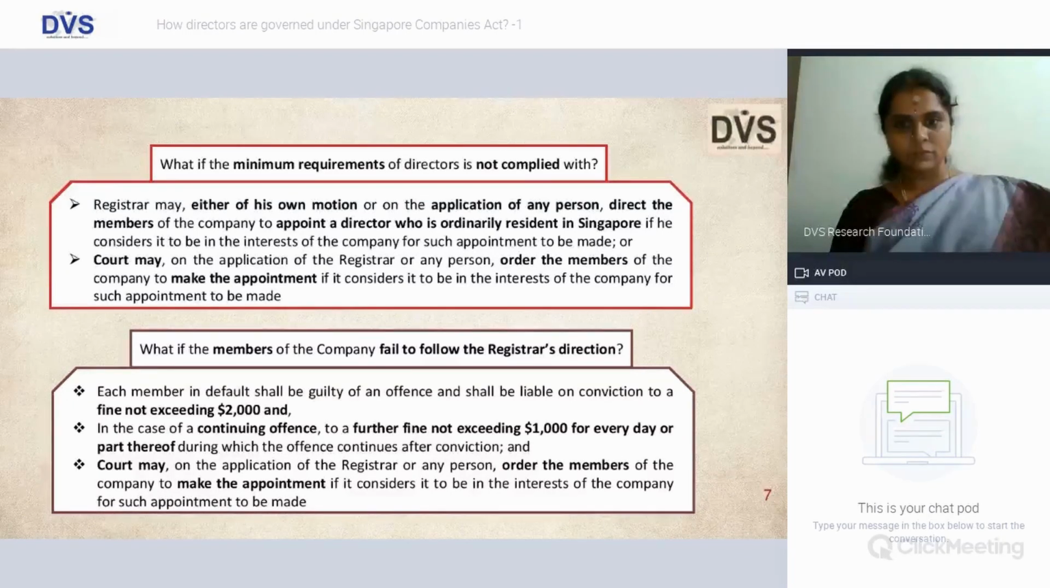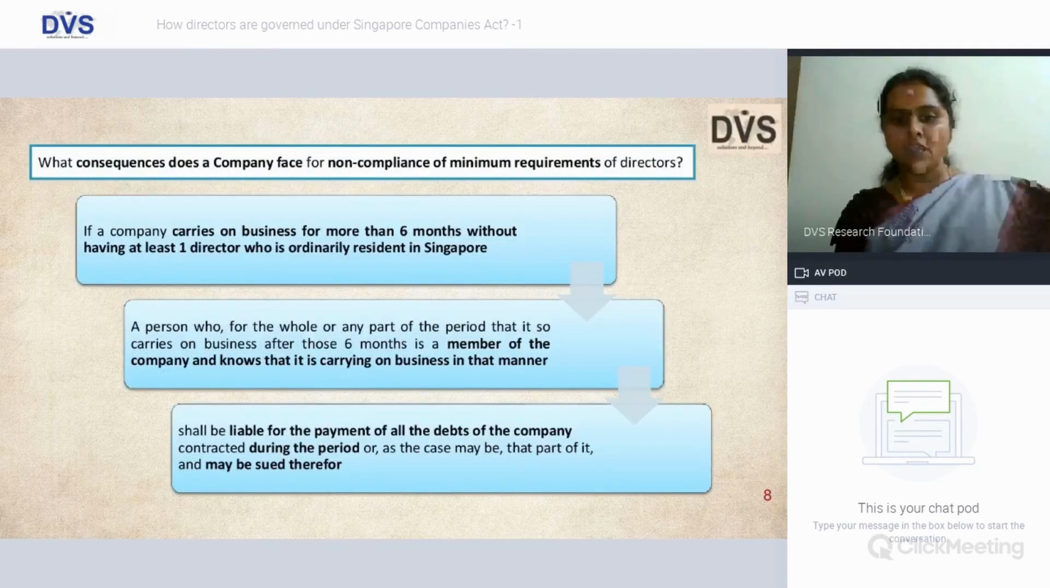If members do not follow the order or the direction imposed by the Registrar, then the members in default shall be liable and guilty of an offence, with a fine not exceeding 2,000 Singapore dollars, and for a continuing offence 1,000 Singapore dollars every day during which the default continues. The court, again on application of the Registrar or another person, may order the members to make an appointment in the interest of the company. So if you are not complying with section 145 subsection 7 or any direction issued by the Registrar, then the court may impose such an order.